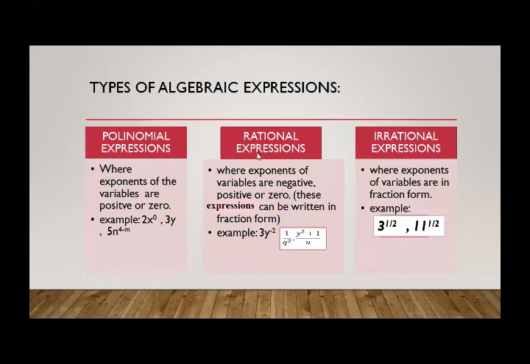The second is rational expression. According to the definition, the exponents of variables are negative, positive, or zero. These expressions can be written in fraction form, like 3y square and 1 upon q square, then y square plus 1 upon u. The third is irrational. According to the definition, the exponents of the variable are in fraction form, like 3 raised to 1 upon 2 and 11 raised to 1 upon 2.